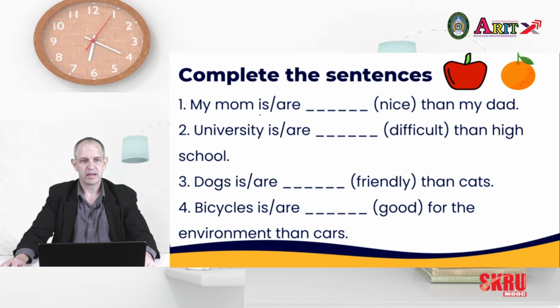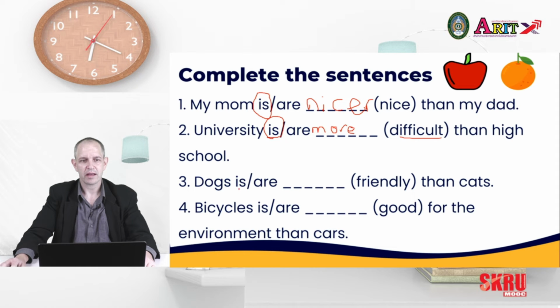So my mom, is or are? What do you think? And nice. Do you think it's nicer or more nice? Okay, because nice is one syllable, we would say my mom is nicer than my dad. University, is or are? Is, because and then our adjective, difficult. Difficult, 3 syllables. So we would say more difficult than high school.